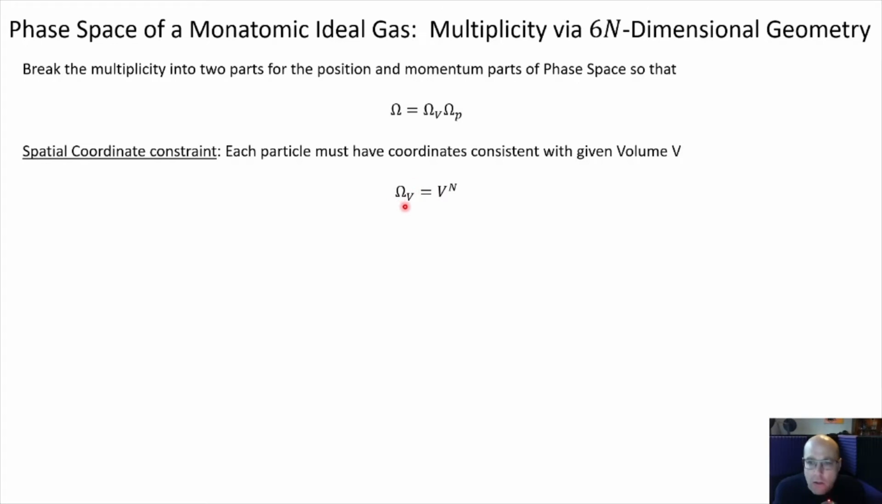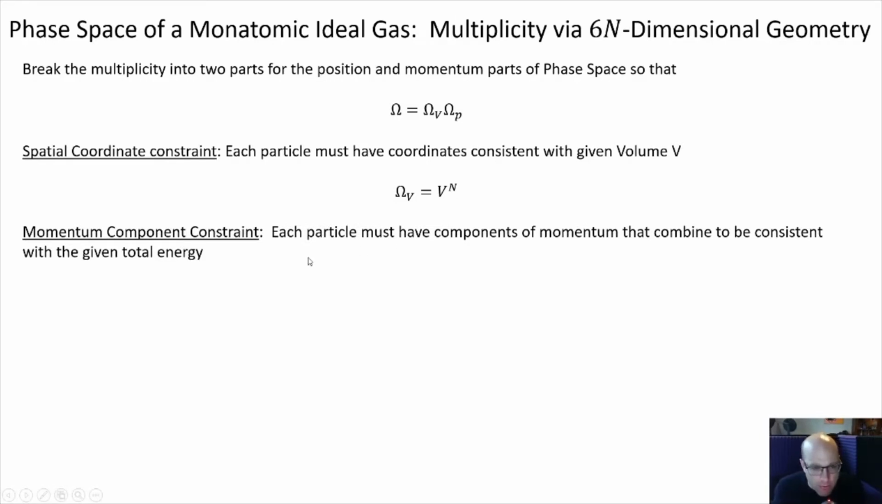For example, the constraint on the spatial coordinates of atoms in the gas is that every atom has to be within the given volume of gas V. The phase space constraint that they're all in this volume V gives you a coordinate space multiplicity of V to the Nth power. So one factor of V for every atom in the gas.